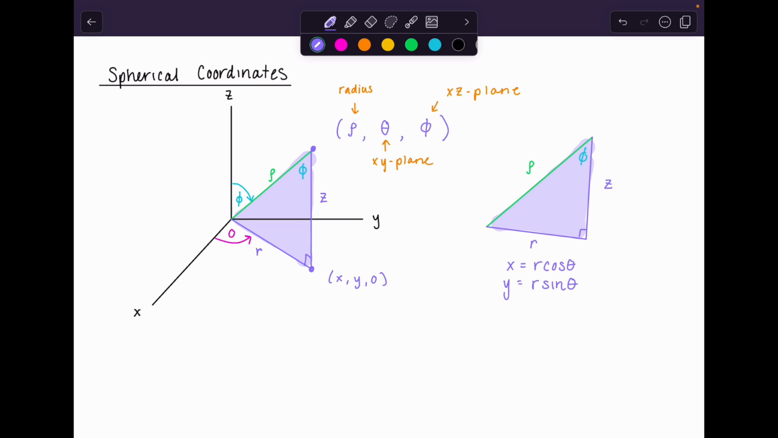So before we get to that, let's just get some practice working with this system. So we're going to plot the point in spherical coordinates.